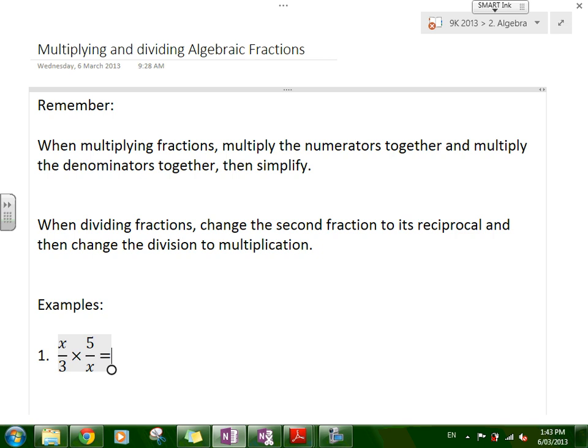So division and multiplication essentially are the same thing. You take numerator with numerator, denominator with denominator, that's multiplication. Division is just the extra step, but you flip the second one upside down, and then you change it to multiplication, and then you multiply the top. Alright, so that's the way that we handle these things.